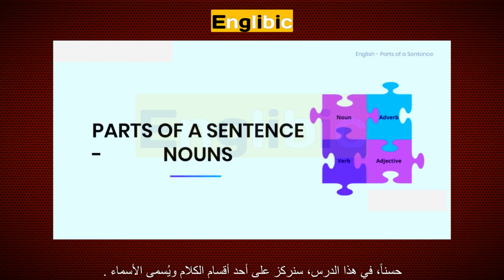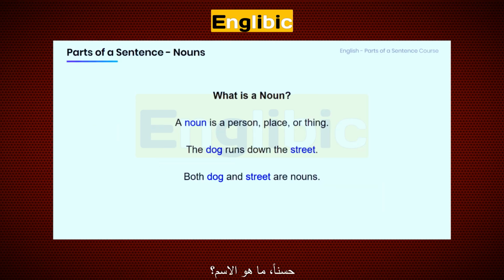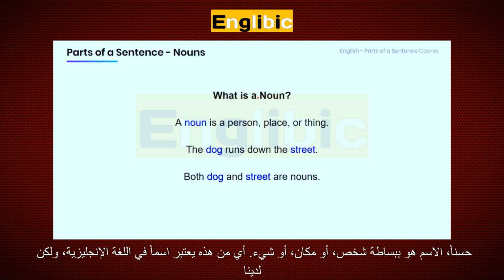Alright, for this lesson, we're going to focus on the parts of speech called nouns. Okay, so what is a noun? Well, a noun is just a person, place, or thing. Any of these are considered a noun in English.